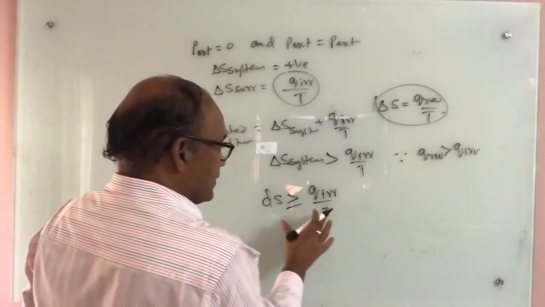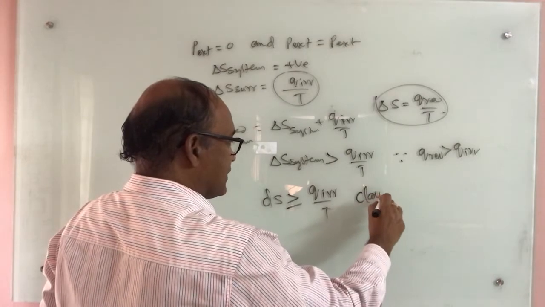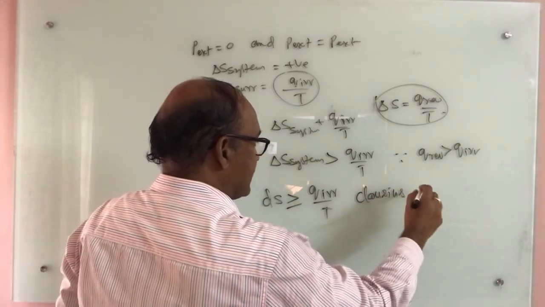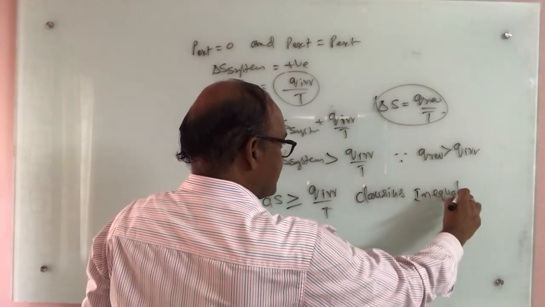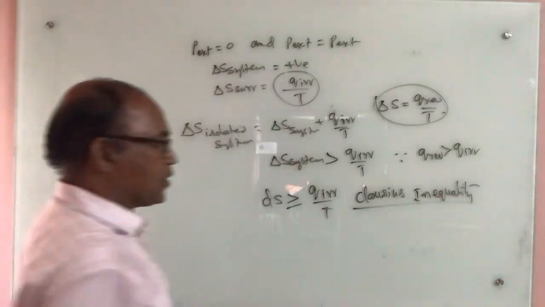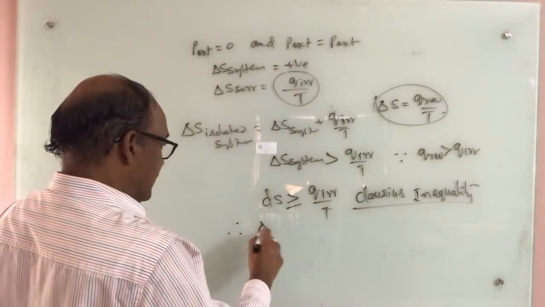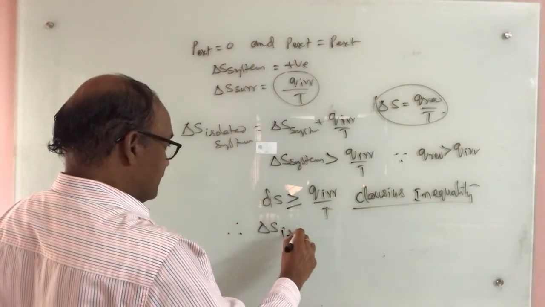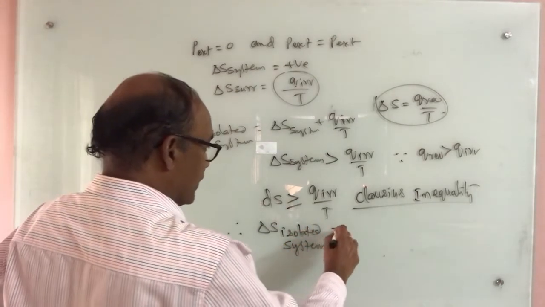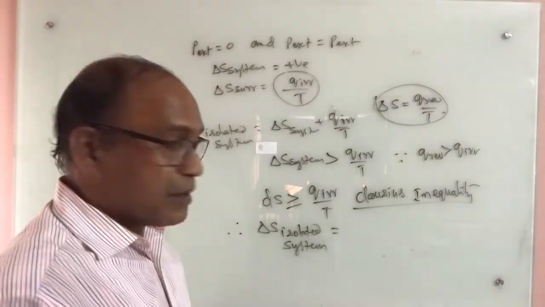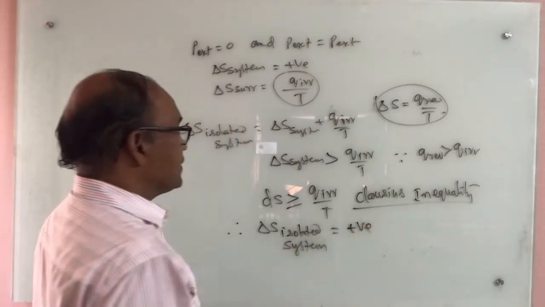This inequality is called the Clausius inequality. Therefore, for any isolated system involving an irreversible process, delta S is always positive, since this is greater than this.